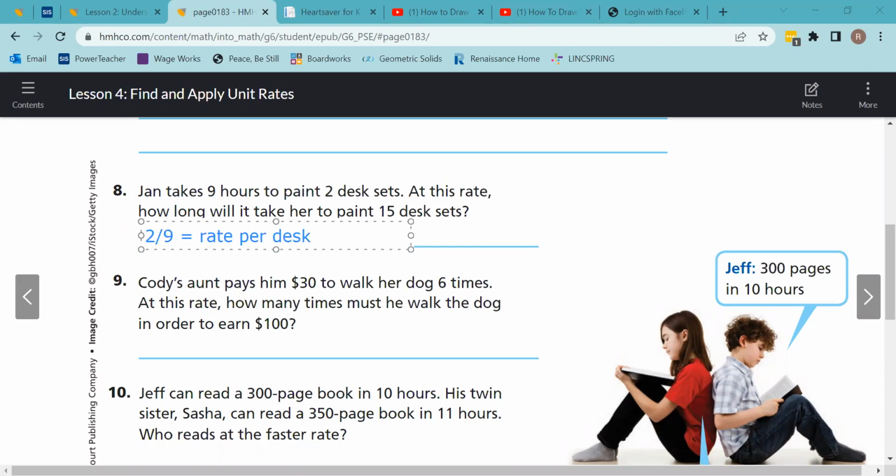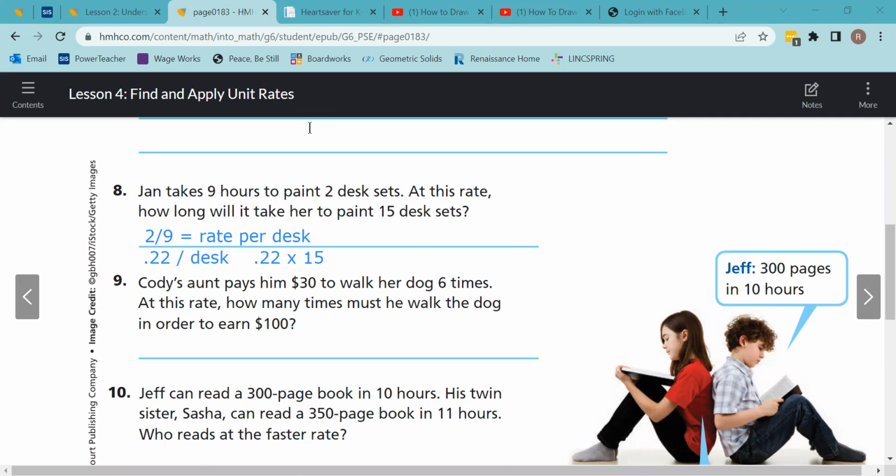I don't know what 2 divided by 9 is off the top of my head, so I need to work it out. 2 divided by 9 is 0.22. Oh boy. So 0.22 per desk. And you're going to take that, 0.22 per desk, times the 15 desks. I'm going to clear this out here, 0.22, oops. It helps if you can use a calculator correctly. I just made that 0, that wouldn't work.